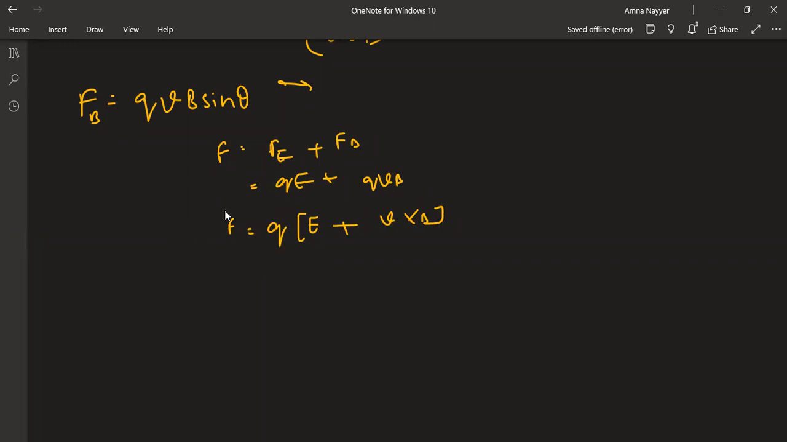Now, apart from this, the force on a current carrying conductor is written as I L cross B, which is written as ILB sine theta. Let us practice a question on this.